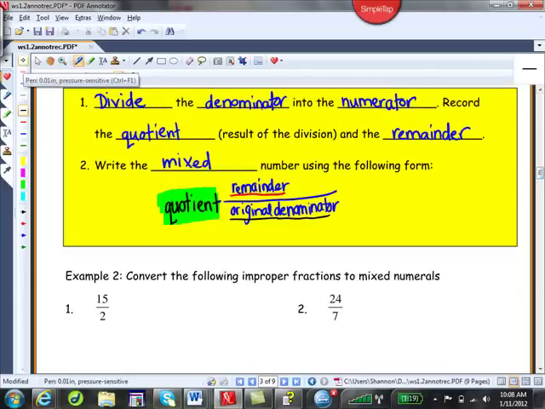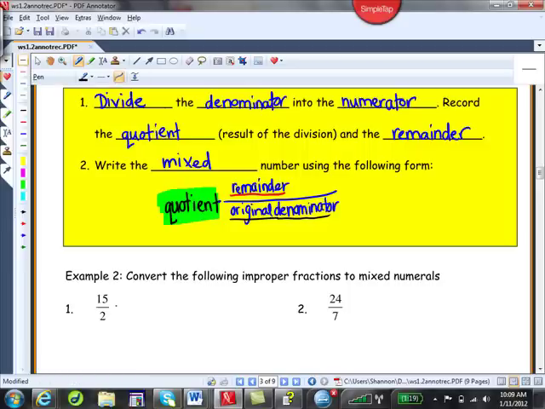You go ahead and try these guys. Go ahead and pause the movie and try these guys, and then you can check and see how you did. Okay, and remember, you're supposed to be pausing the movie as we go.